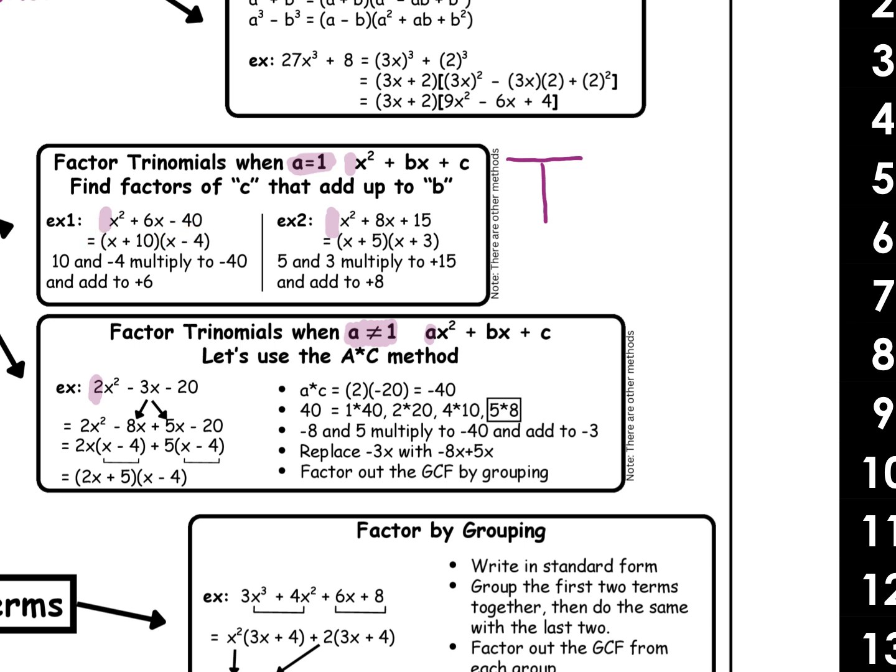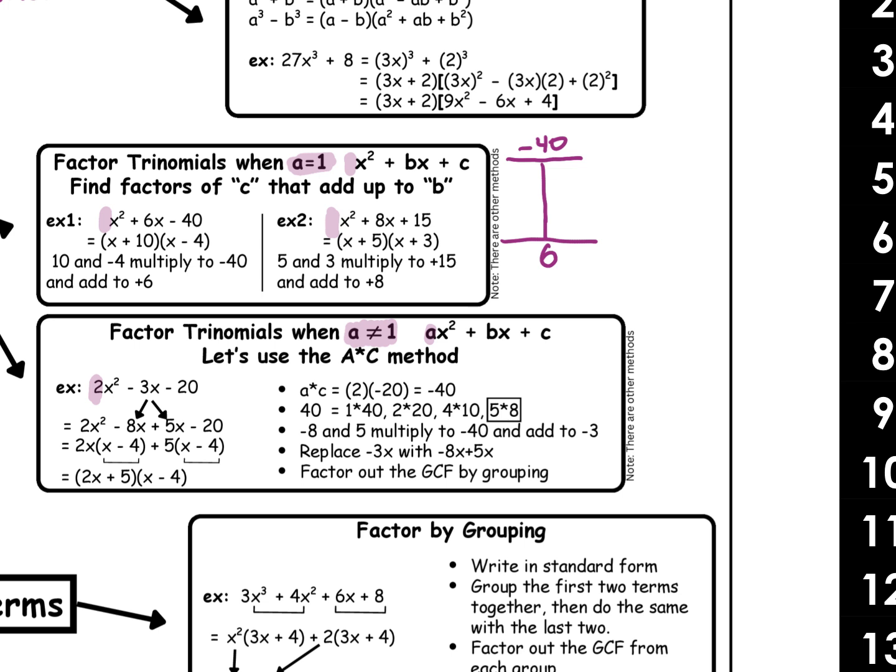So 1 times -40 is -40. And then I need to put the b on the bottom. So my b value is 6. Now in the center here, it's just helping me keep track of what I've tried so far. If you feel comfortable with this and you're not feeling like you need the I-bar and you've got it down, great. If you ever get stuck, then I'm going to tell you to go ahead and do this.